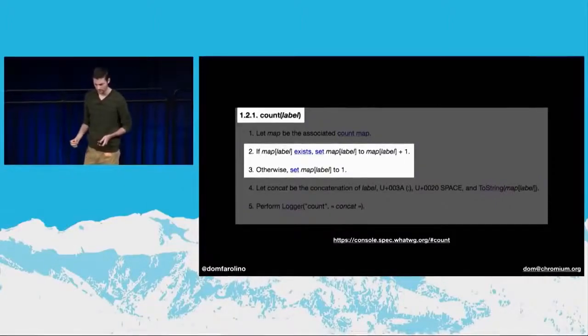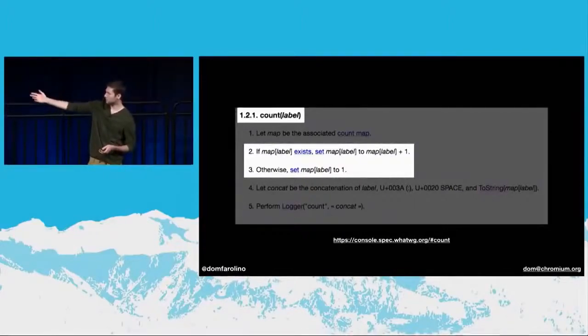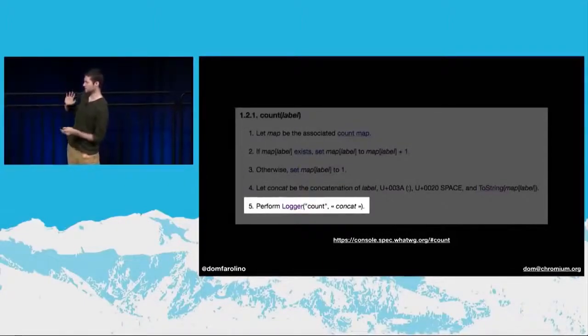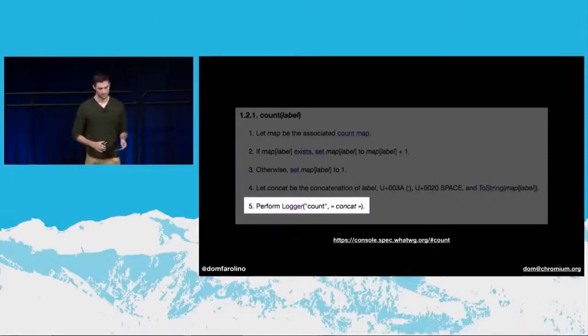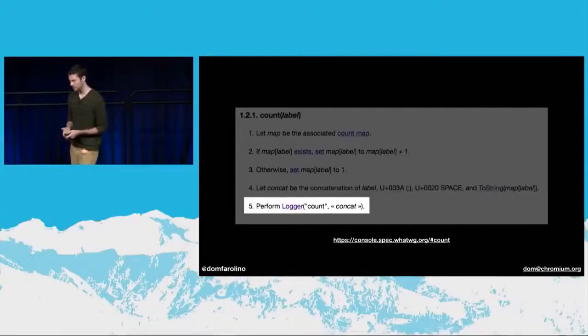And basically, the idea of this algorithm is if we've seen this label before when we've called this function, then increment some number that we have associated with label. Otherwise, we can set it to 1. This is the algorithm. And then eventually, we want to just print it to the screen. This logger thing is just abstract text for saying, hey, browser, show this to the user in whatever way you see fit.